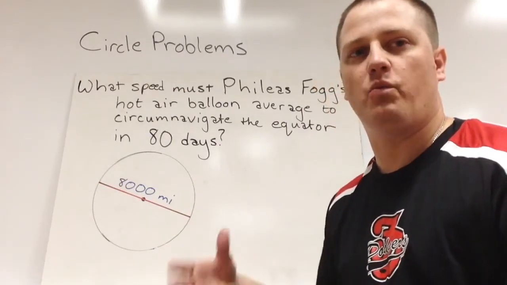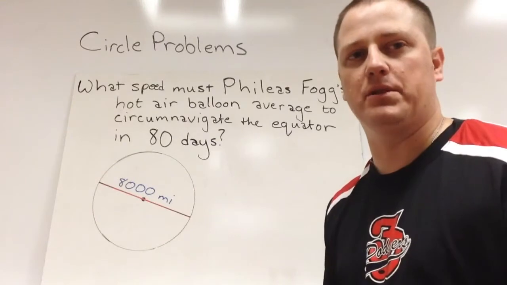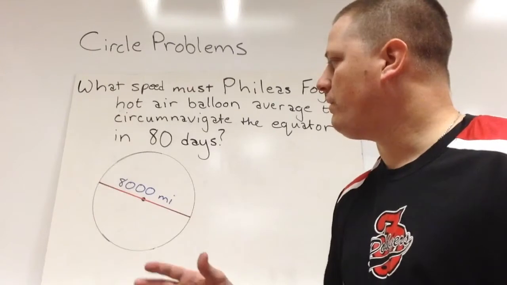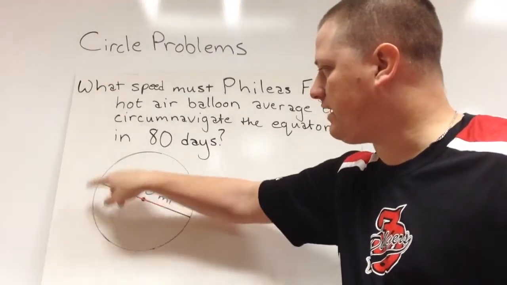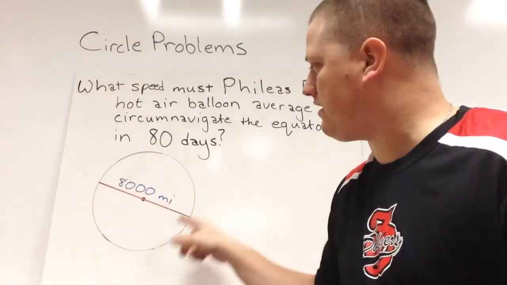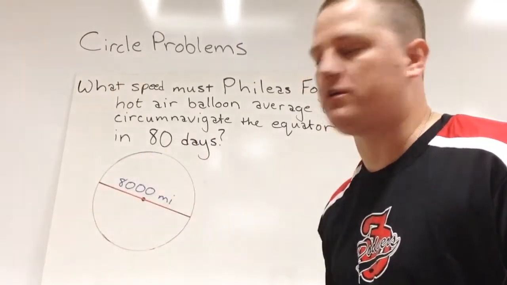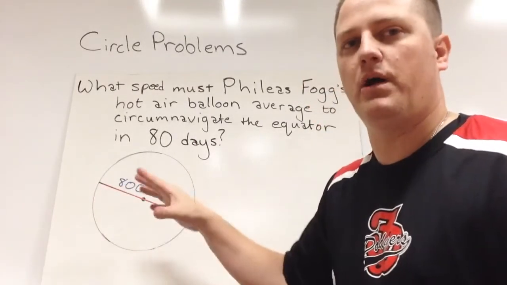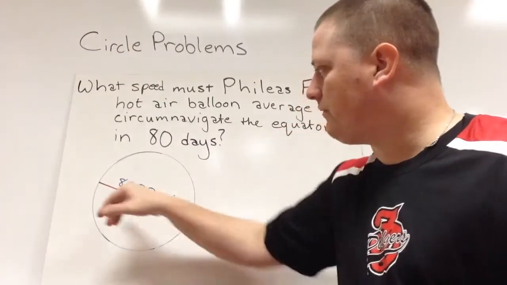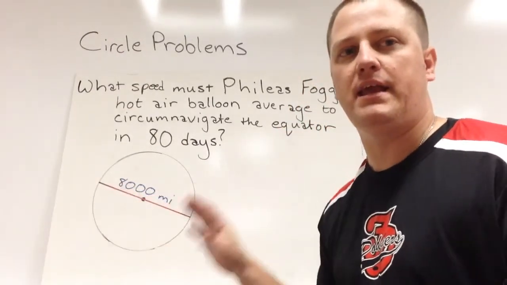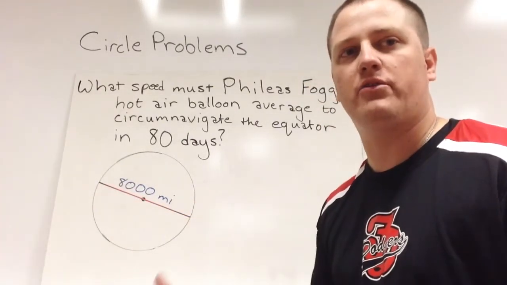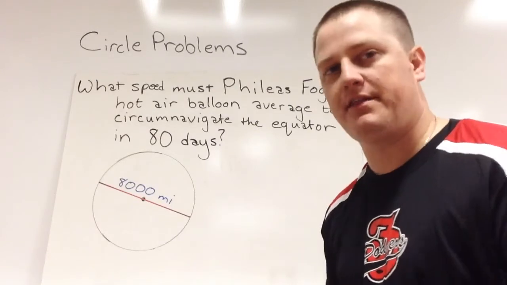The idea here is what speed would that hot air balloon have to average to make it around the equator in 80 days? Well, to do this we need to understand a circle, and we need to know the diameter of that circle, because this is our equator right here, that's the circle, and the diameter of that equator will help us figure out the circumference of the equator. So we know that the equator's diameter is about 8,000 miles. Alright, so we're going to use that to figure everything else out.